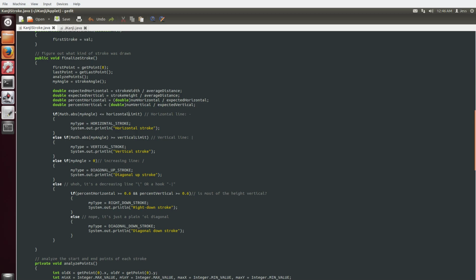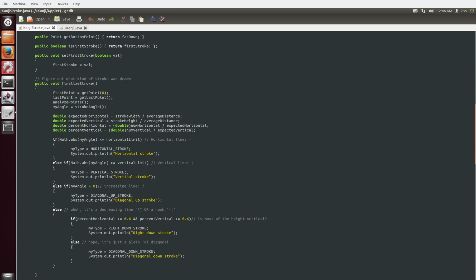The only hard case is trying to determine a diagonal down stroke and this other stroke that's more of a hook, like we saw in the sun character. At the time I had decided that the easiest way to do that was to just look at how horizontal the stroke was compared to how vertical it was. And that worked well enough for this small case, but as I probably increase the number of characters, that might start to fail on me.